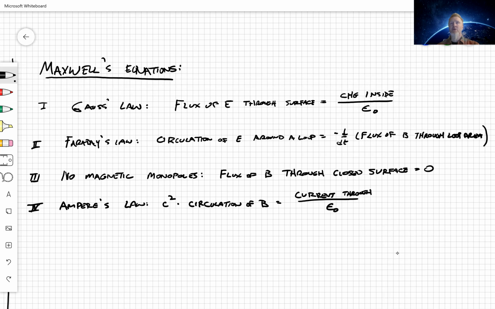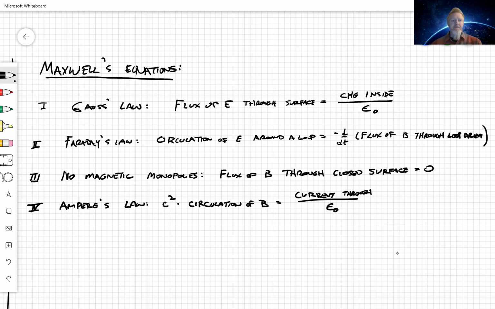That means there's no isolated magnetic monopole. There's no north pole just sitting there by itself, or no south pole just sitting there. Every magnet comes in a dipole. Okay, so that's what that one says.